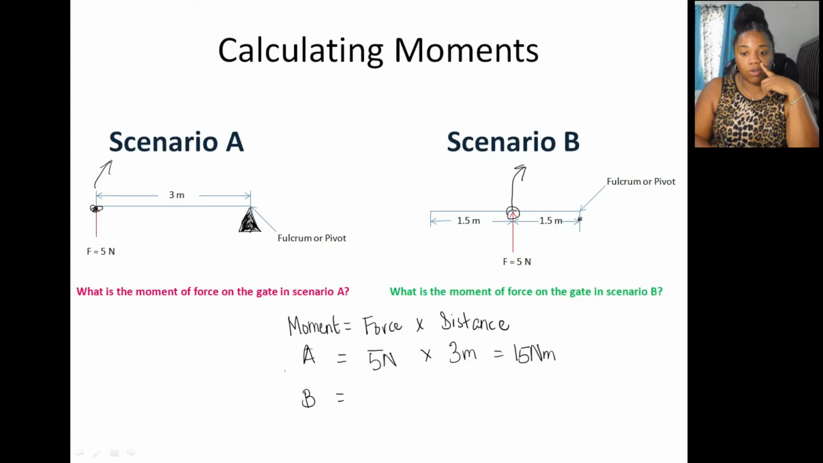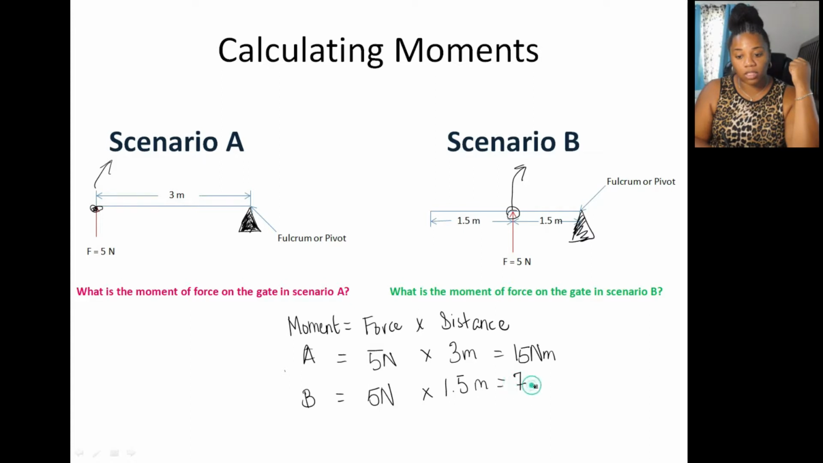So we know this is the fulcrum right here. And the force applied is 1.5 meters away from the fulcrum. So the same force is being applied, which is 5 newtons. However, the distance is now half of what it was before. So therefore, it should be approximately 7.5 newton meters.